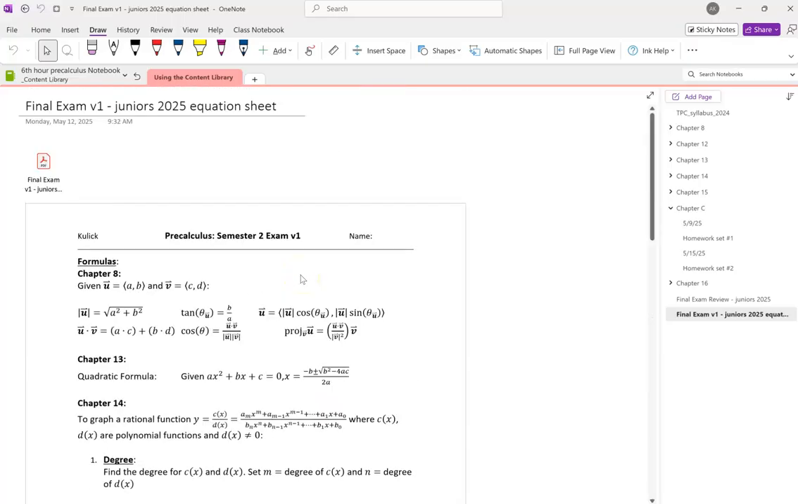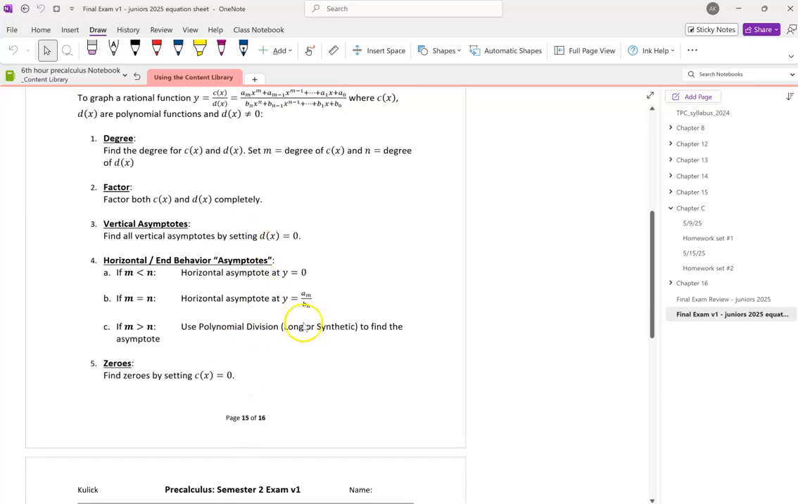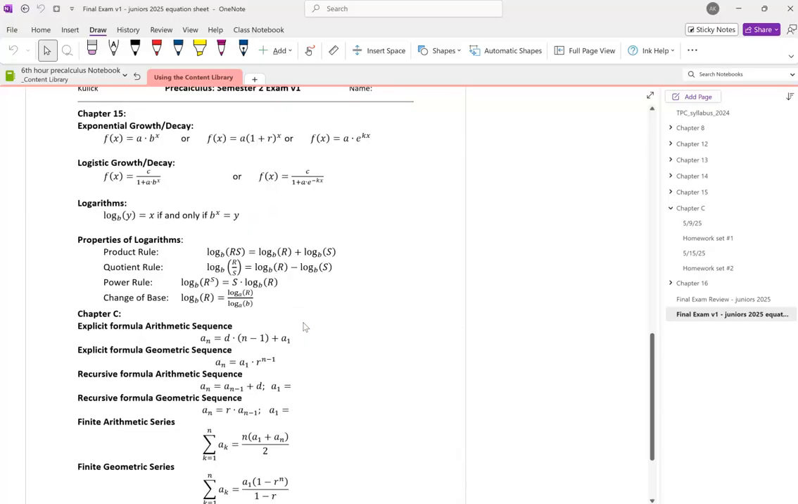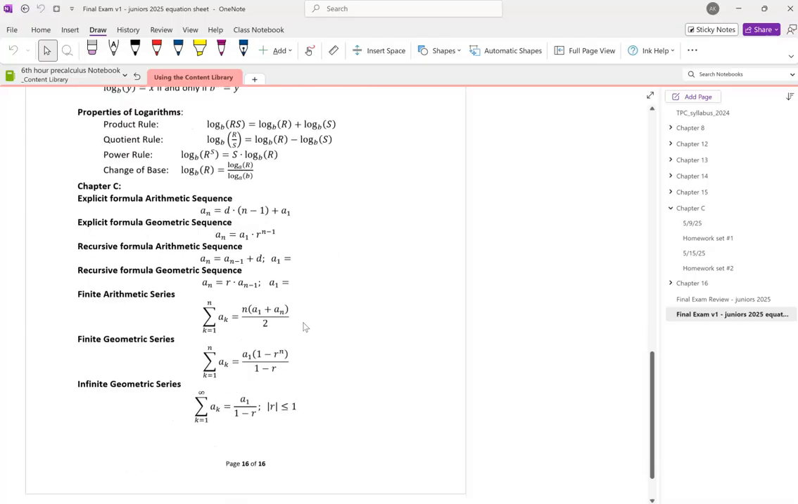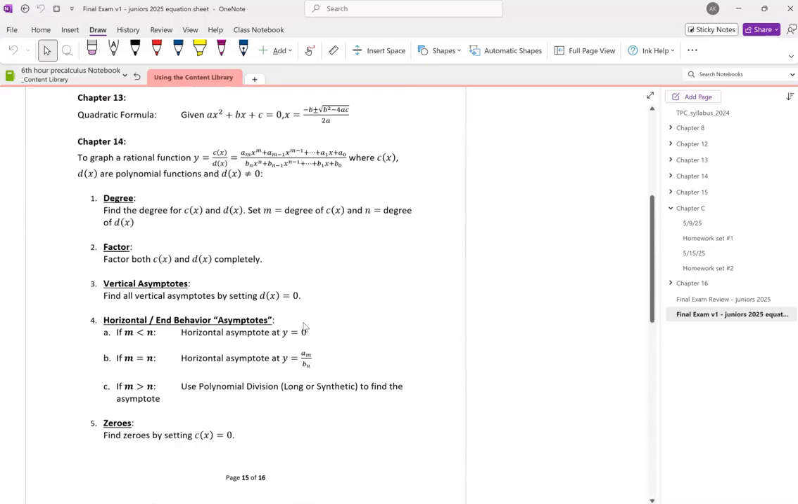So again, as you're doing your exam review or whatever, make sure you're taking a look at this and noting what I'm giving to you. But for the most part, it's pretty comprehensive.